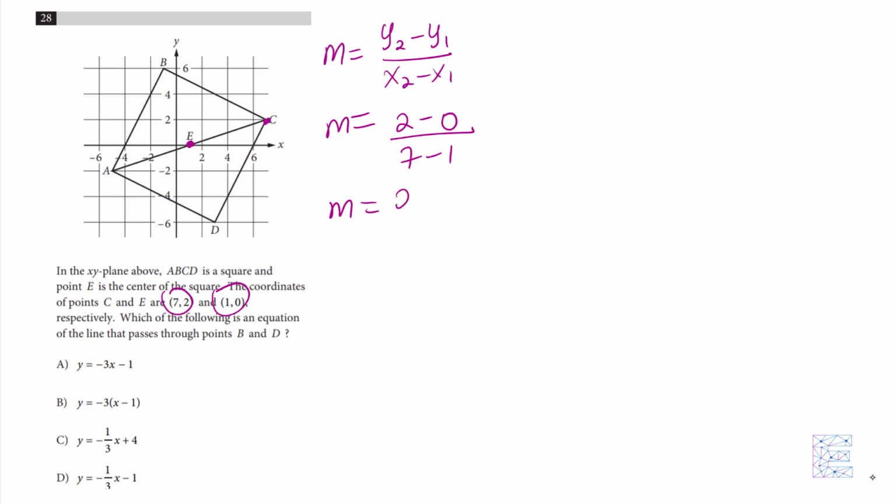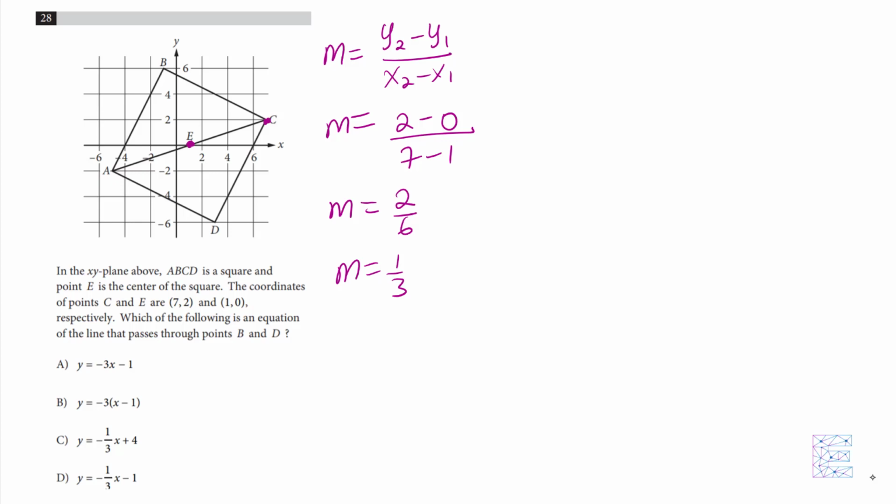We are given point E as (1, 0) and point C as (7, 2). So we can use those two points to find slope. Remember, to find slope, we use the formula y2 minus y1 over x2 minus x1. Using these two points, we can simply say 2 minus 0 over 7 minus 1. So at this point, we can tell that the slope is 2/6, which simplifies to 1/3. So the slope of this line right here is 1/3.